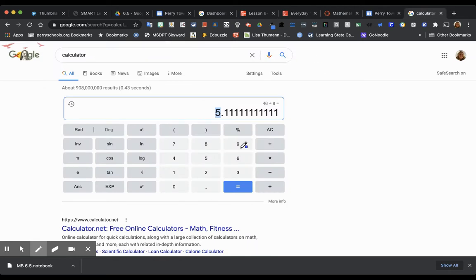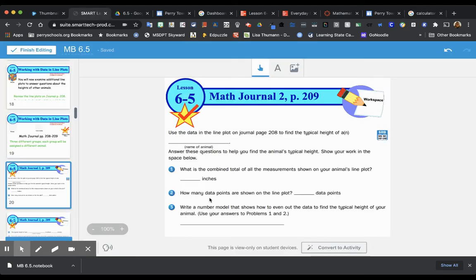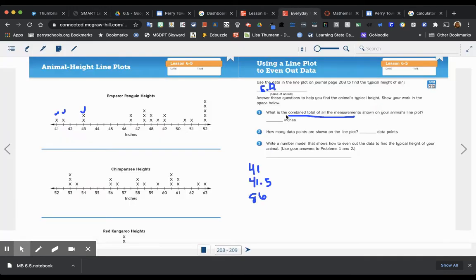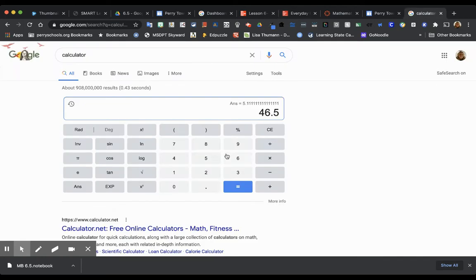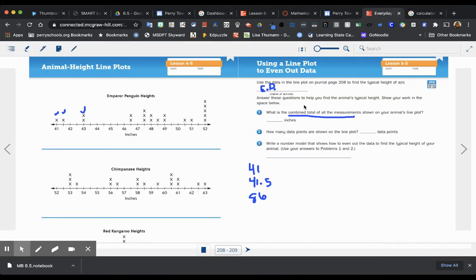So I'm going to go over to my calculator. I'm going to clear it out. I'm going to do 46.5 times 2. 93. So then I'm going to go back to my journal. Let's move this over here. And I'm going to write 93. So I've got that one.